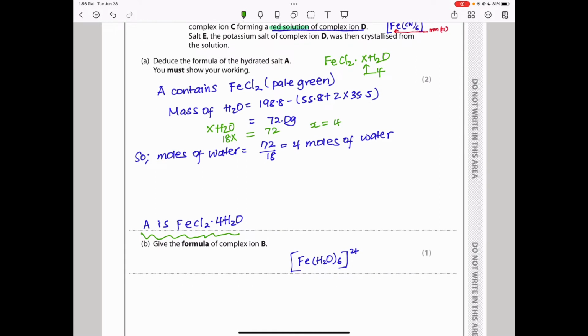Then they say give the formula of complex B. Of course, this is easy. If this is dissolved in water, we expect the water ligands to come and attach to the metal ion, forming this complex here. This is hexaaqua iron 2 plus. I will go to the next part of this question.